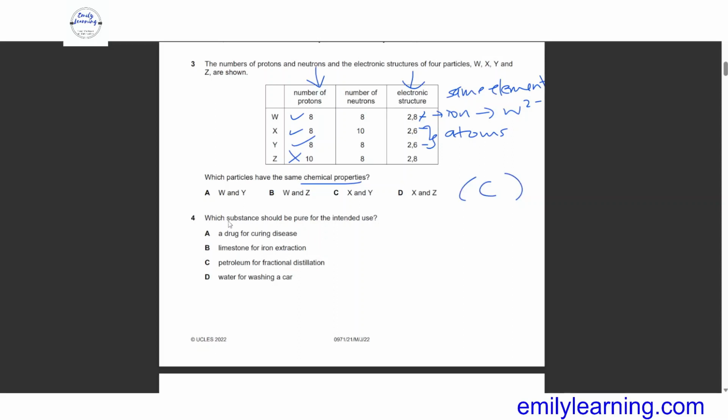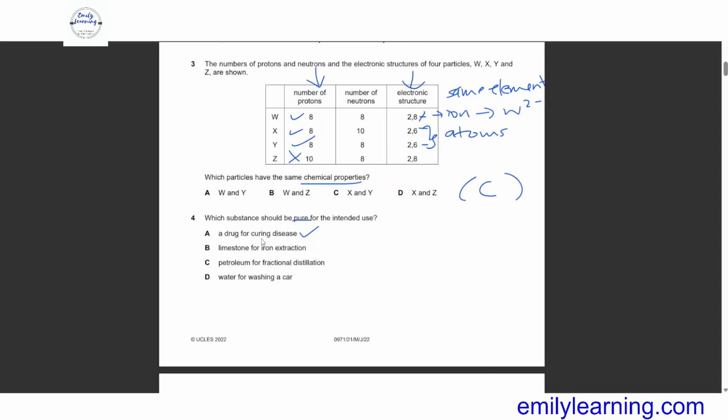Next, let's take a look at question 4. Which substance should be pure for its intended use? So basically, this is just memorization. If you need something to be very pure, it must be something that is consumed or for a very specific purpose, like in semiconductors and so on. So a drug for curing disease definitely needs to be very pure, because if there are any impurities or contamination, it might not be suitable for the person to take.